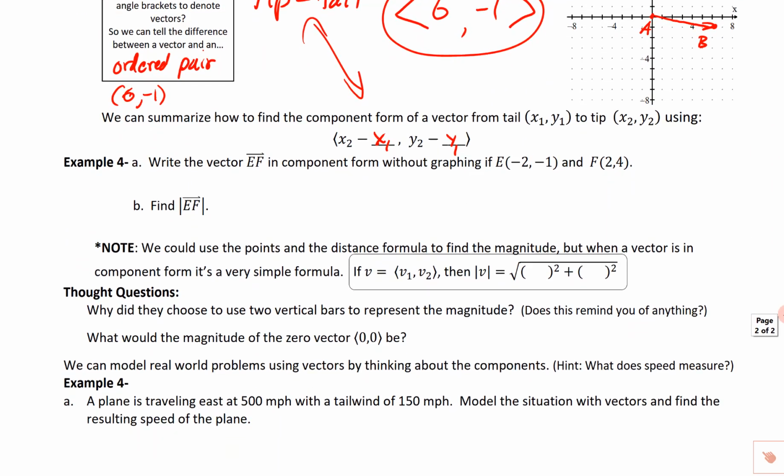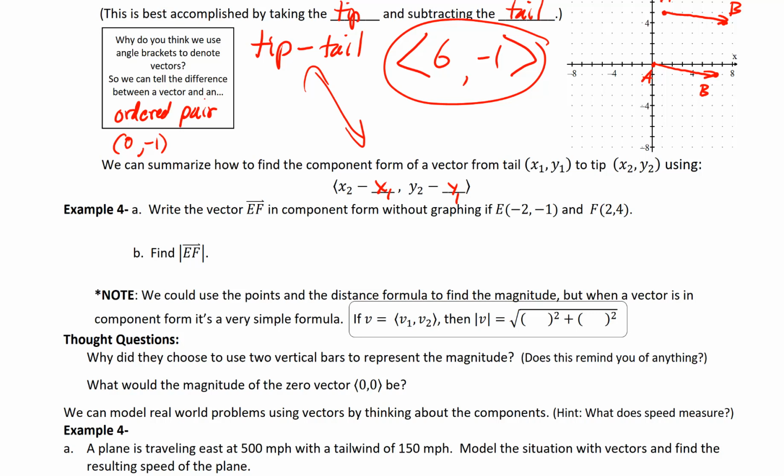So on example 4, part A, it says, write the vector EF in component form without graphing if E is this point and F is that point right there. So this is going to be the tail and that's going to be the tip. So let's go ahead and do the tip minus the tail method. So we're going to do 2 minus the minus 2, so that's going to be a plus 2. And we're going to do 4 minus a minus 1, so that's going to be a plus 1. So in component form, this is going to be <4, 5>. So we're going to go ahead and put brackets around that. There's our answer to that one.